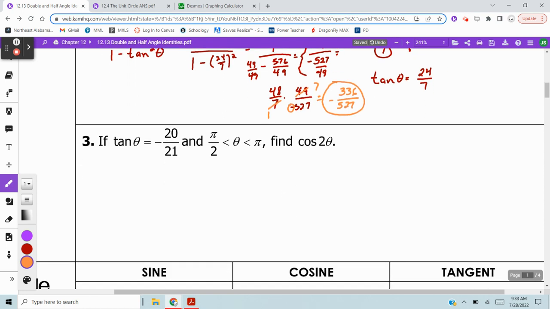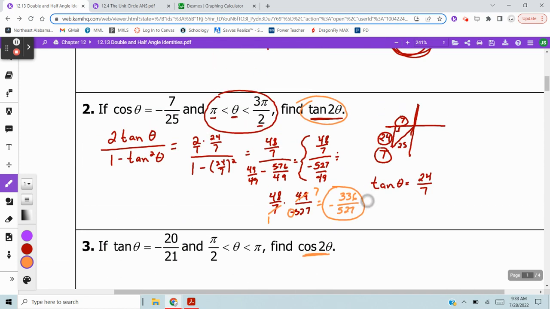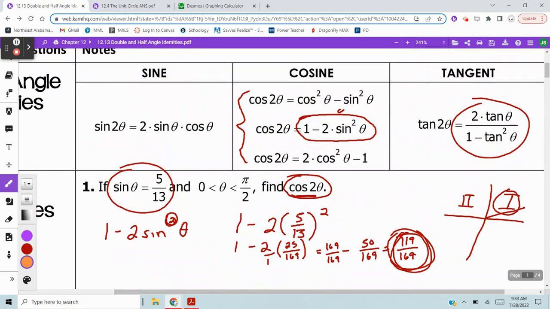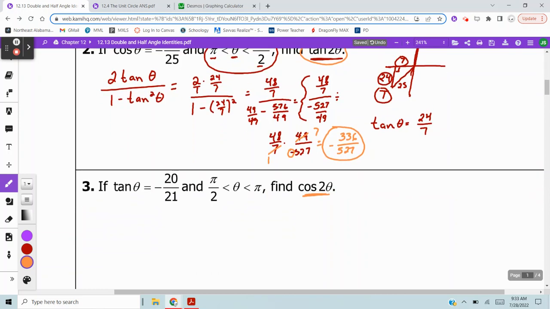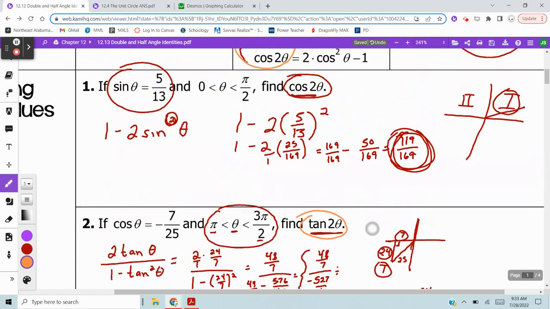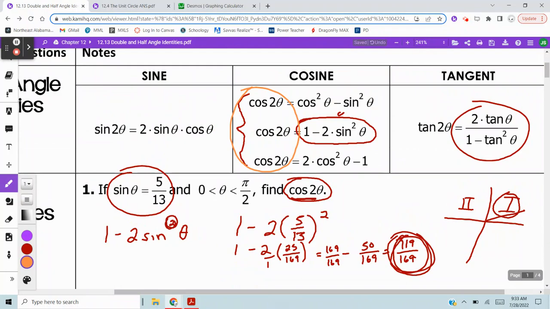Number 3, doing the exact same thing. We're given tangent here. We're also given that my angle is between 90 and 180, which tells me I'm in the second quadrant. We're asked to find the cosine of 2 theta. And to find the cosine of 2 theta, again, we can use any of these 3 double angles. Let's look at what we're given. Since we're given tangent, really it doesn't matter which of the 3 we use. And just to be different, let's go ahead and use that first one.